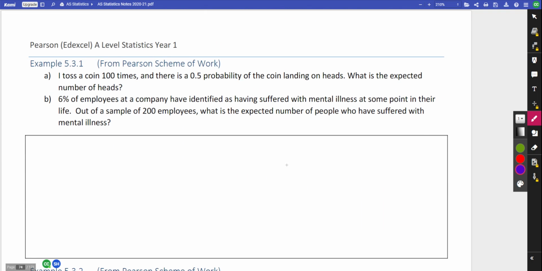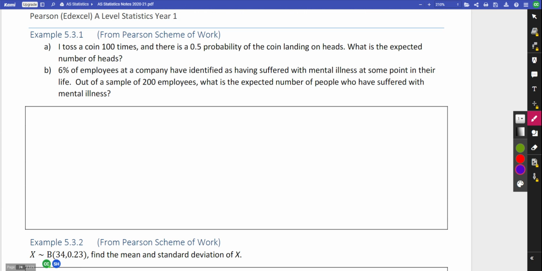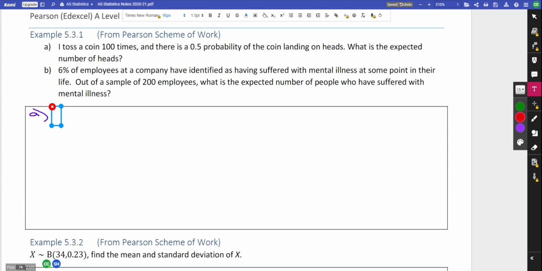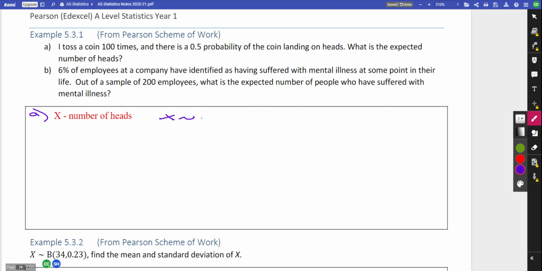So let's have a look at these examples. I toss a coin 100 times. There is a 0.5 probability of the coin landing on heads. What is the expected number of heads? So the first thing that we need to do here is define what our variable is going to be. So we've got x, if we let that be the number of heads. And then we have our distribution, which is x squiggly line binomial. We are tossing it 100 times. And there's a probability of 0.5.